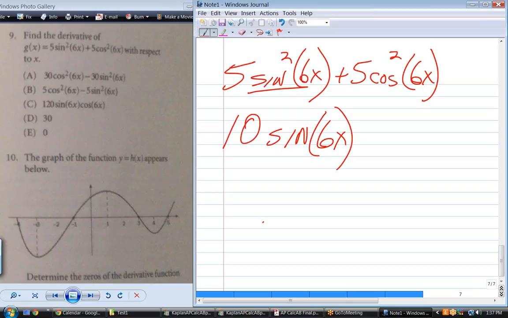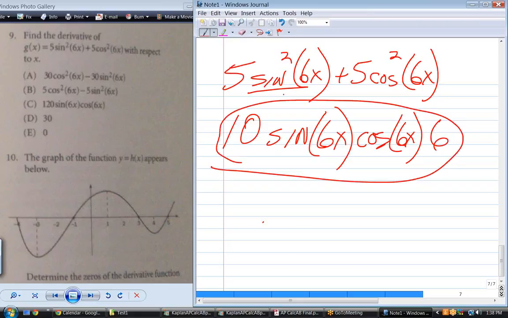Well, the first inside is sine of 6x. Well, the derivative of that is cosine of 6x. And finally, we have the second inside, which is 6x, and the derivative of that is 6. So this is the derivative of this part of it.